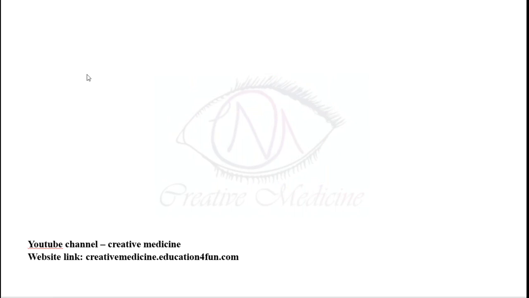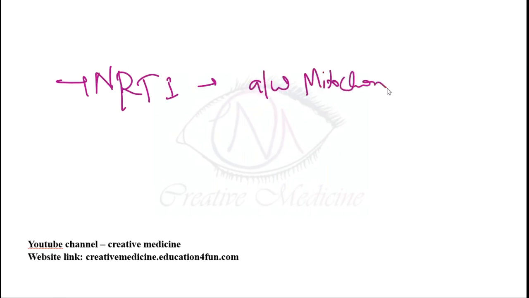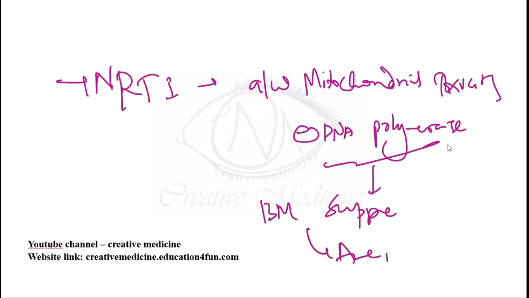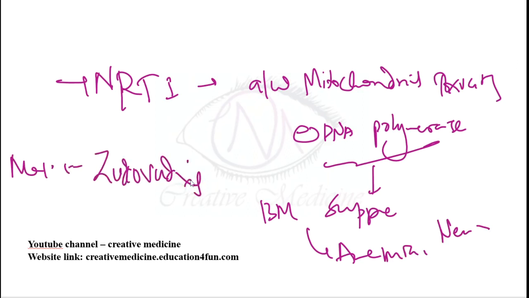Next, one important thing: all nucleoside reverse transcriptase inhibitors are associated with mitochondrial toxicity, and all of them inhibit DNA polymerase, which causes bone marrow suppression, like anemia and neutropenia. The maximum bone marrow suppression is caused by zidovudine.